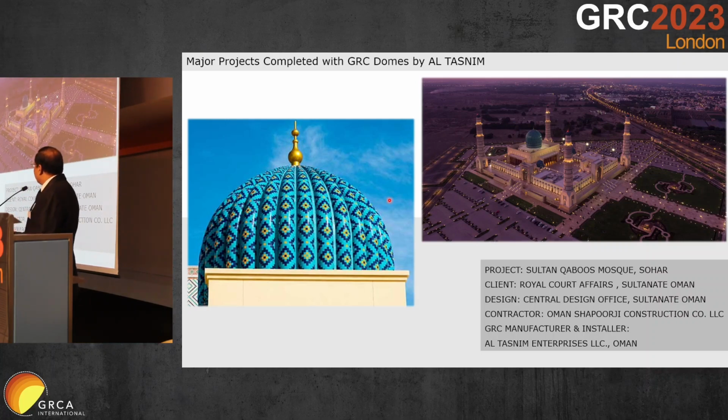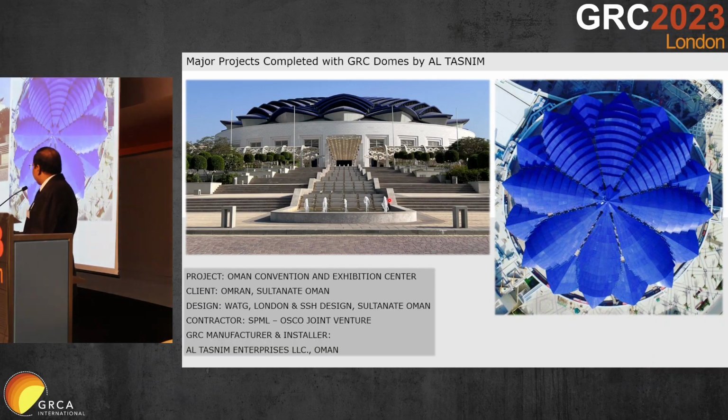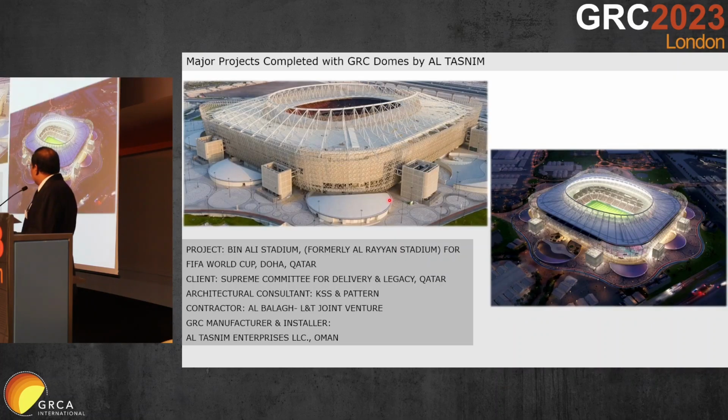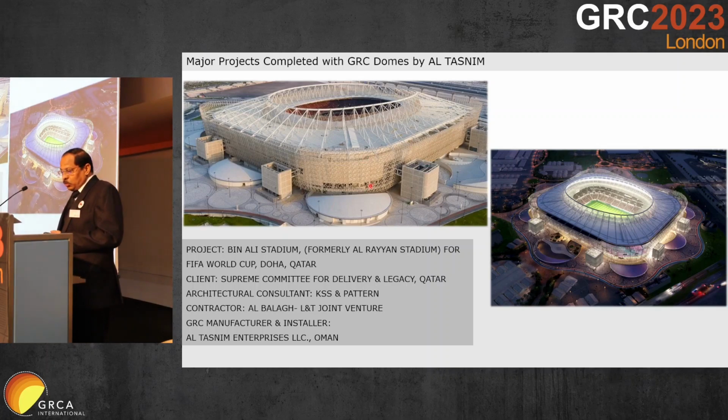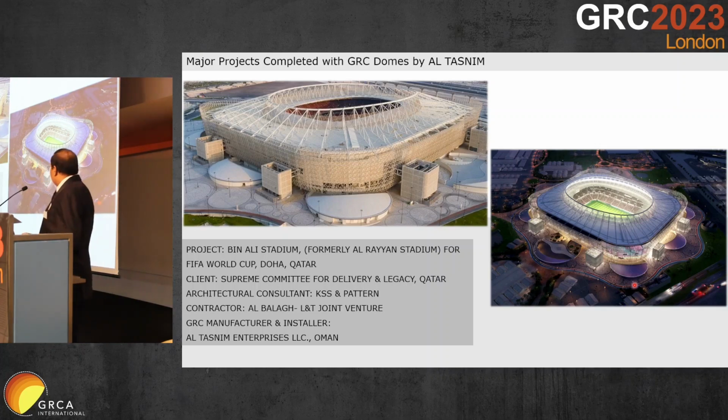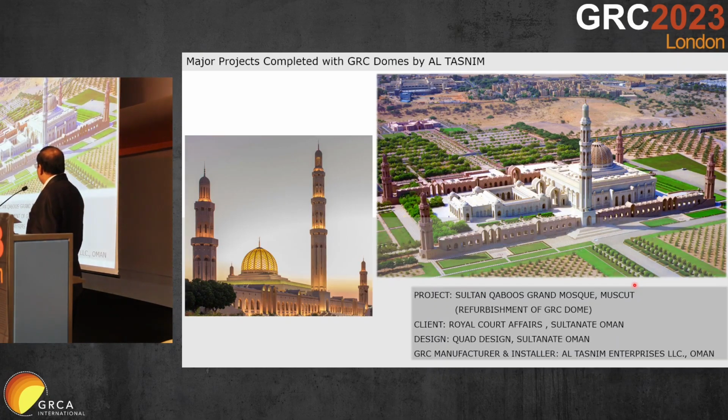This is another mosque in Sohar. This is the convention center. And this is the stadium, where you can see those big patterns, the dune roof. They were huge. Yeah. That's it.